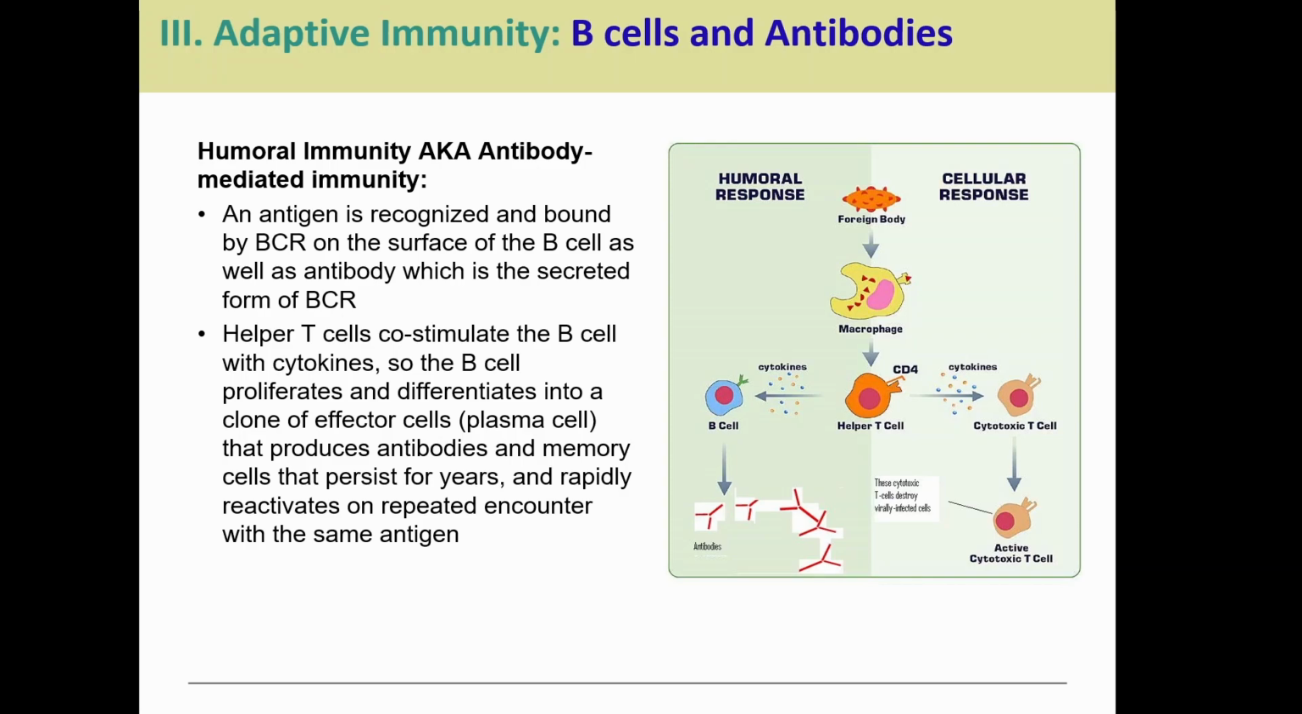Now, helper T cells can co-stimulate B cells with cytokines, so we can amp up B cell proliferation. We can increase the numbers of the effector cells that can make more antibodies, and also produce the memory cells that hang around for a long time. And when we get into contact with that same antigen, we can reactivate very quickly, because again, this is direct. So for B cells, we have helper T cells that can use cytokines to help increase our numbers, and the binding of that antigen to the B cell surface can also help trigger that.